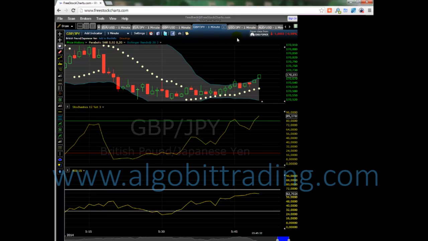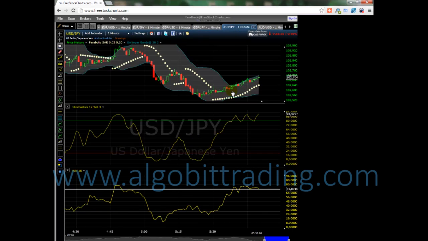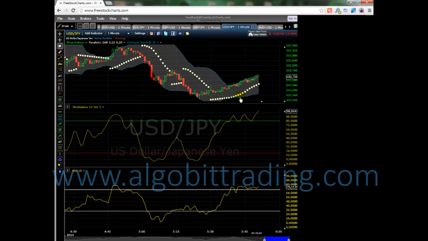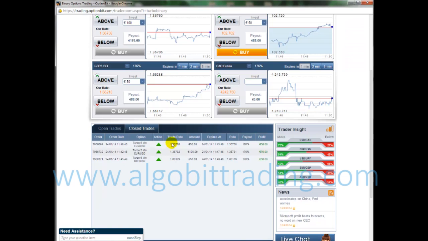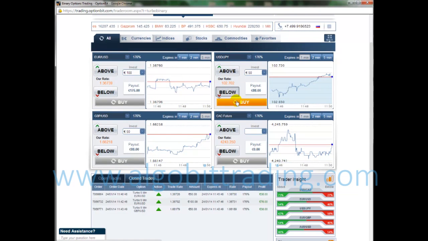Okay, so pound yen, you can see here the RSI is still not above the white level on the pound yen, and let us check the US dollar yen. This might be a good situation to trade down. So I'm going to trade US dollar yen down with a 50 euro investment.